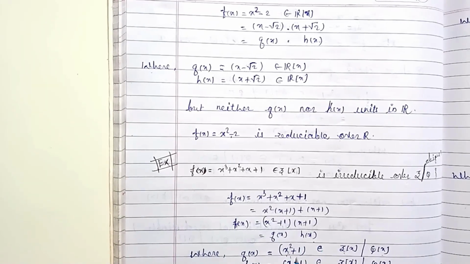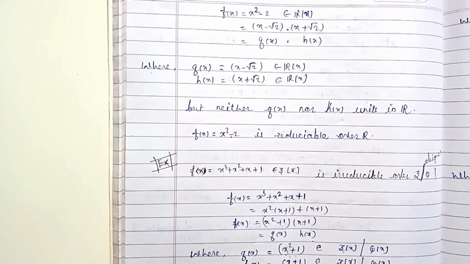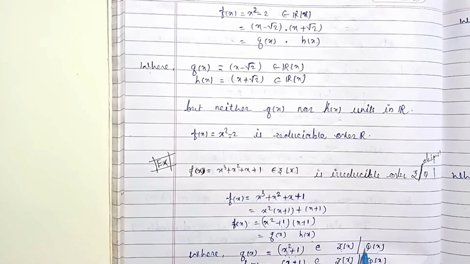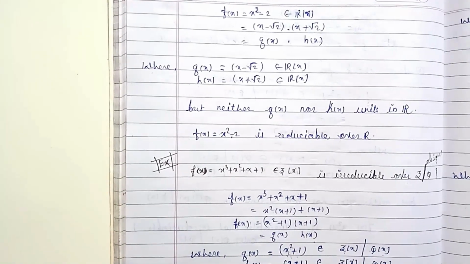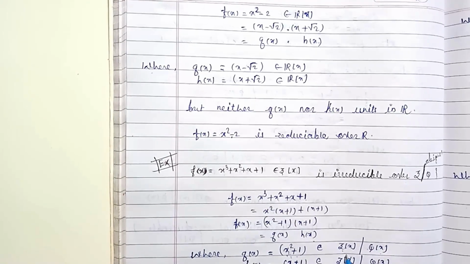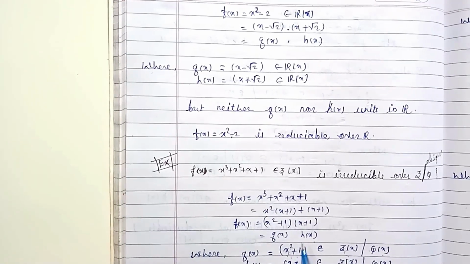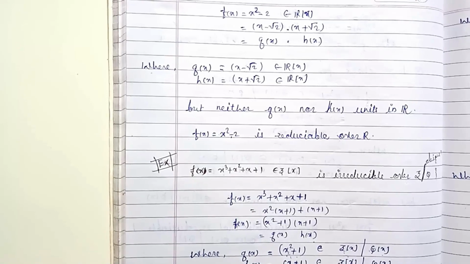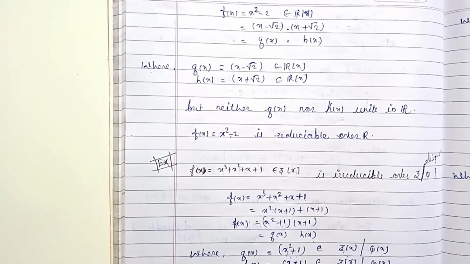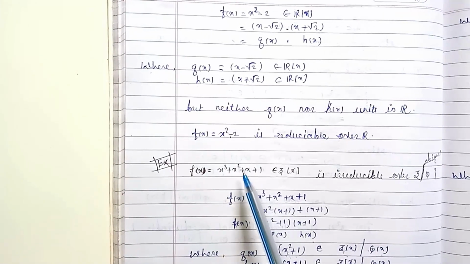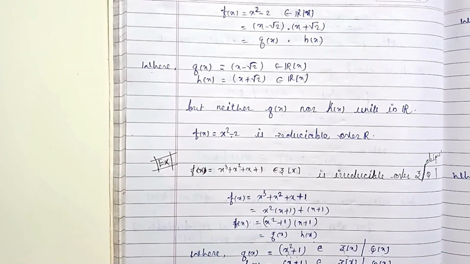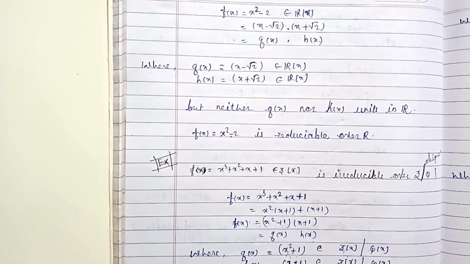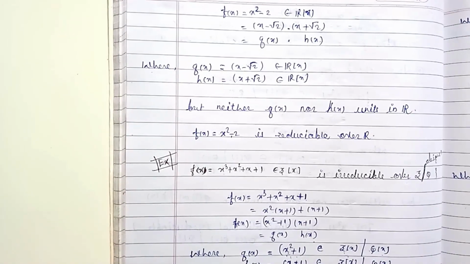So neither g of x nor h of x is a unit in Z[x] or Q[x]. Both are not units, and there is one more condition, that their factors belong to our ring. So both parts of the definition are violated here, then we say that f of x, which is x cube plus x square plus x plus 1, is not irreducible; that means it is reducible over Z[x] or Q[x]. See how easy these examples are.